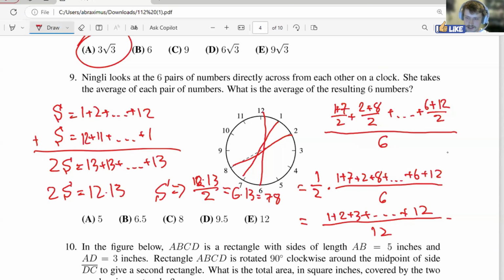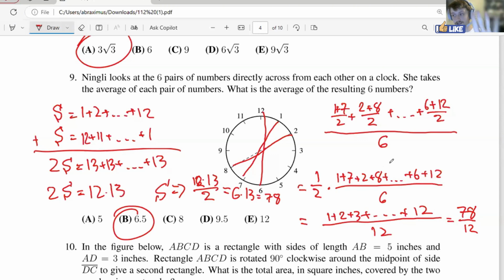Okay, so we could just say this is 78 over 12, which would give us 9.5, which is D. However, that's not the right answer. Am I making a mistake here? Yes, I know what the mistake I'm making is. 78 over 12 is 6.5, not 9.5. There's 6 12s, and then 78 minus 72 is 6, which is half of 12.